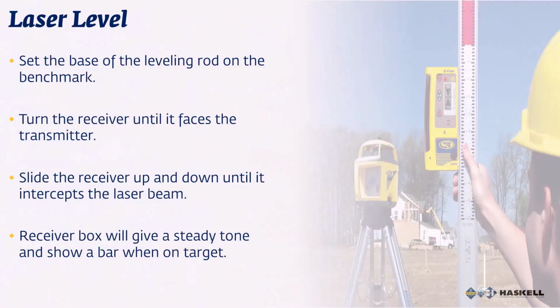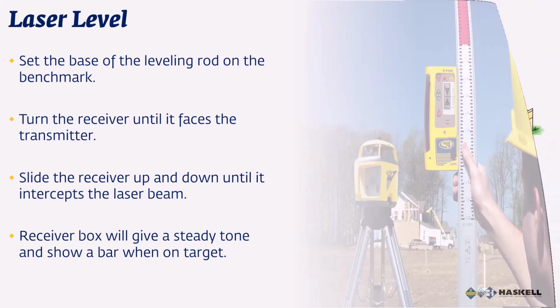To use a laser level, set the base of the rod on the benchmark. Turn the receiver until it faces the transmitter. Then slide the receiver up and down till it intercepts the laser beam. The receiver box will give a steady tone and show a bar when it is on target.